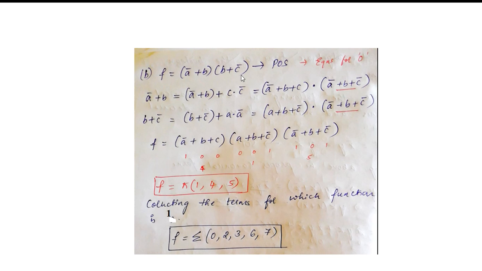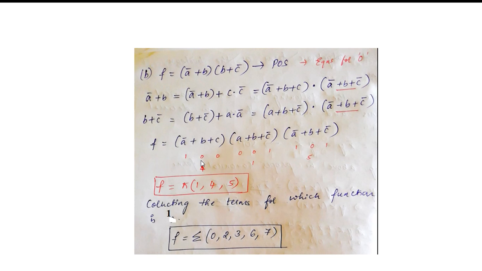Similarly, you convert this b plus c complement, so you will get two terms for this. Now among these terms, check which terms are repeating. Repeated terms you consider only once. Don't write the repeated terms unnecessarily. So in total how many terms do you get here? Three terms. You write that.